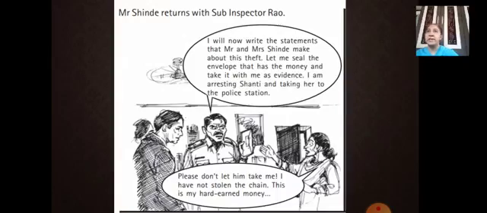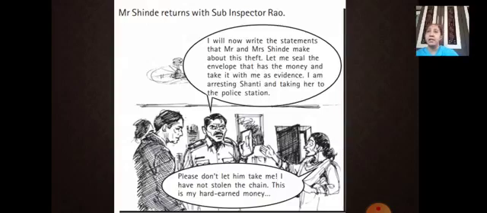I will now write the statements that Mr. and Mrs. Shinde make about this theft. Let me seal the envelope that has the money and take it with me as evidence. I am arresting Shanti and taking her to the police station.